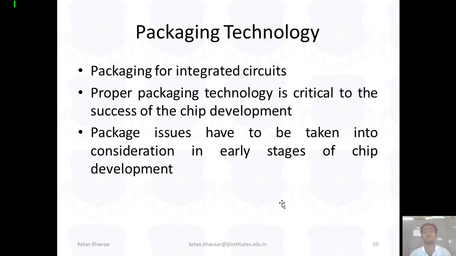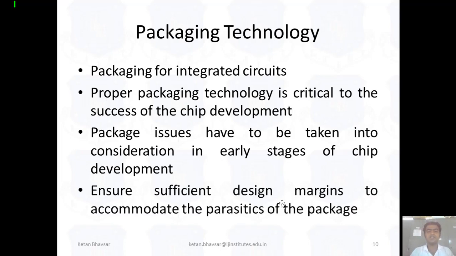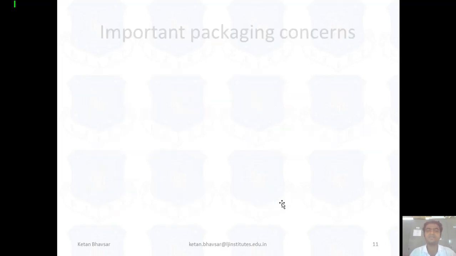Definitely, whenever you start to design any product and you require a compact design style, then you have to choose a specific packaging technology as per your requirement. Like if you have to make a compact chip, then you have to go with the quad chip. If you go with the DIP, then ultimately your size will be increased. Ensure sufficient design margin to accommodate the parasitics of the package. You have to take a sufficient margin for parasitic values, or we can say parasitic capacitance, to accommodate the packaging technologies.